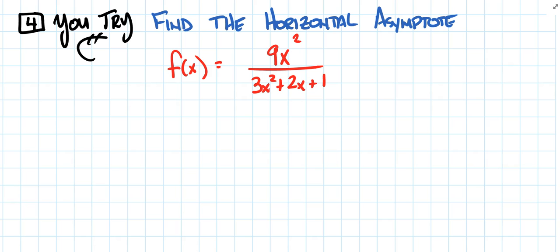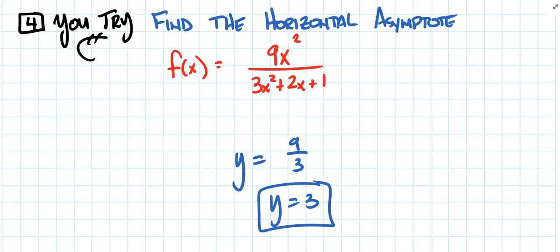Okay, you try. Find the horizontal asymptote for the rational function 9x squared over 3x squared plus 2x plus 1. The answer is y equals 3. The degree of p of x is 2 and the degree of q of x is 2, so they are equal. Therefore, I take the quotient of the leading coefficients, and 9 divided by 3 is 3, so the answer is y equals 3.